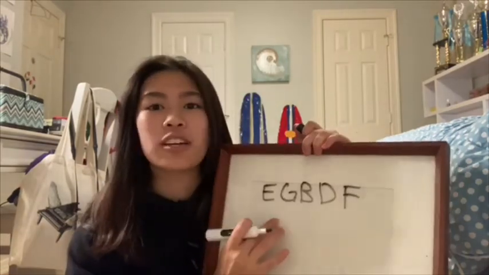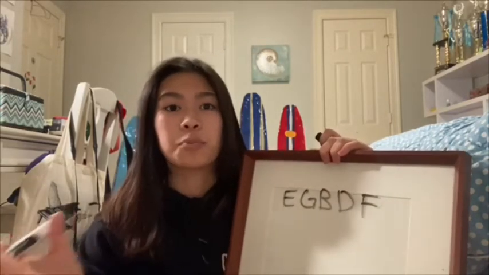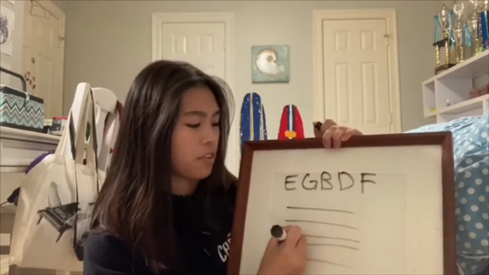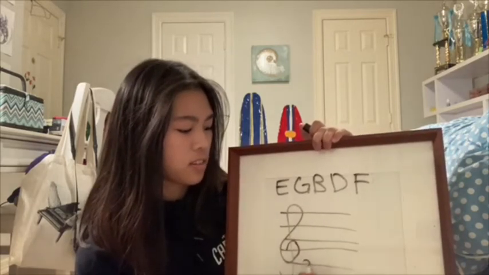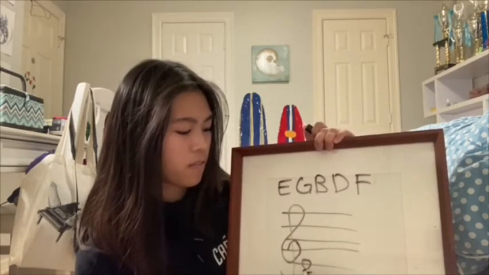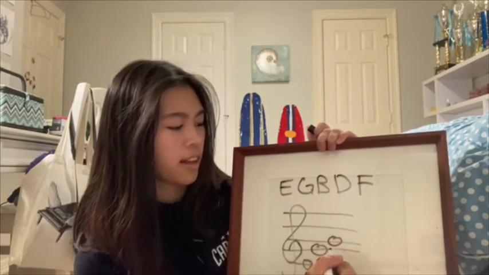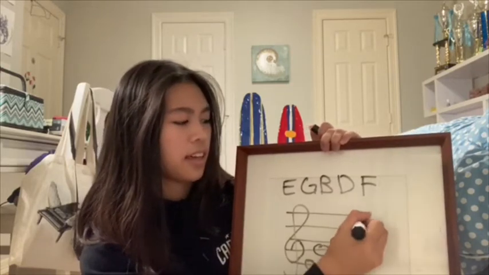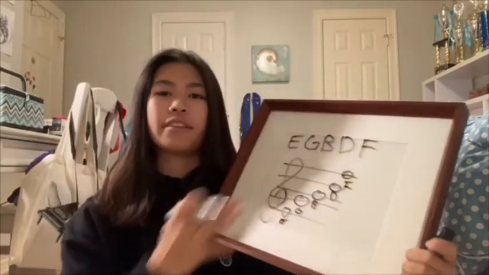The other acronym you have to remember is Every Good Boy Deserves Fudge, because fudge is good and good boys deserve food. So it's the same thing. From bottom to top, have your treble clef. Okay, so the first line is E. This line is G. This line is B. This line is D. And this line is F. And these are the lines of the 5 lines.